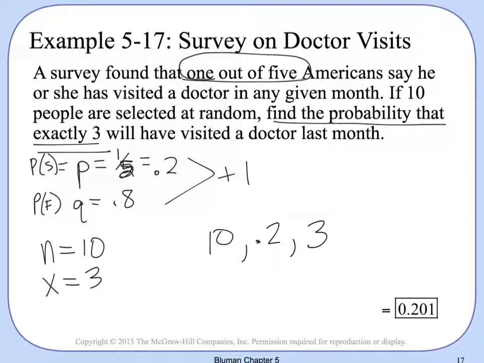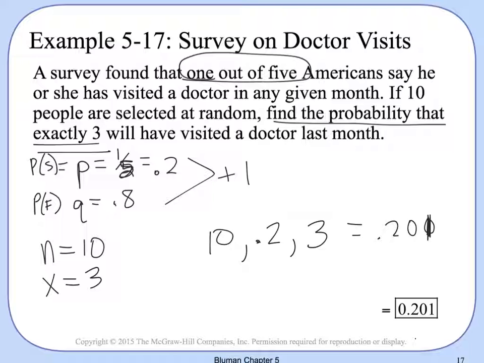Number of trials is 10. Probability is 0.2 and my x value is 3, exactly 3. What did we get? 0.201, which is what I have on this slide. Okay? You should get 0.201. So there's a 20% chance that this is going to happen.